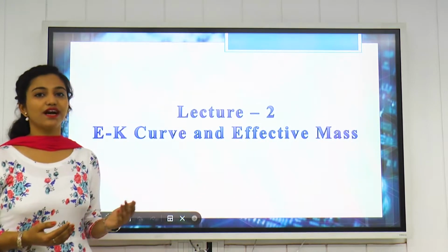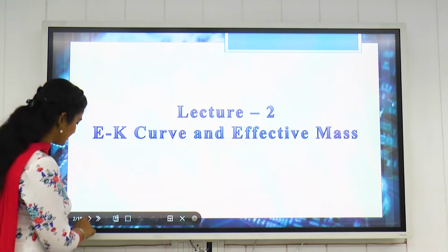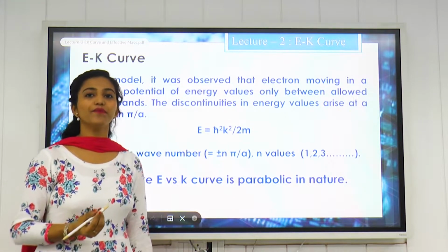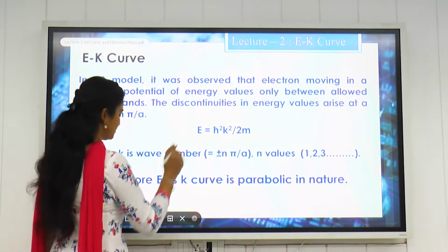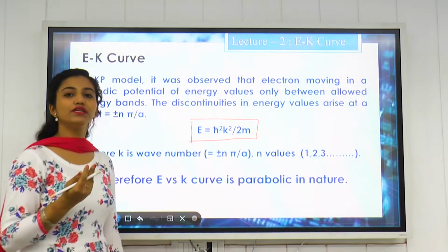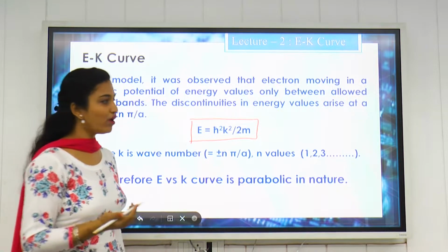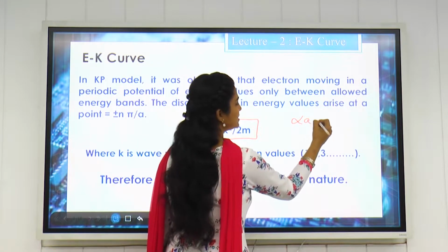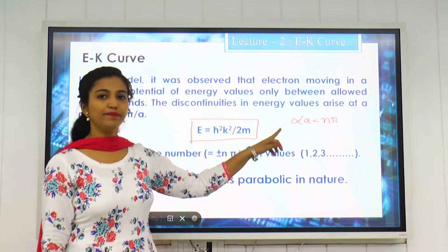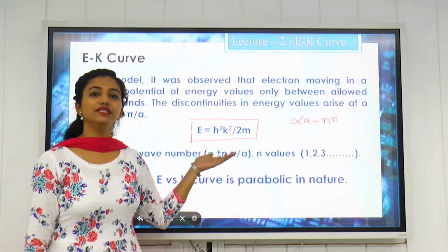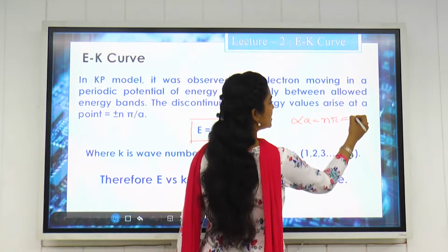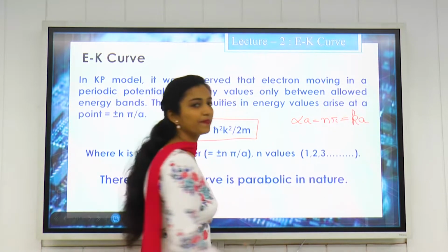So, from where do we start? The E-K curve is the conclusion of the KP model. From the KP model, we got this equation. And we know that from the KP model graphical interpretation, we got alpha a is equal to n pi. Whenever alpha a is equal to n pi, we observe the discontinuity in the energy, and we also know this is equal to Ka.